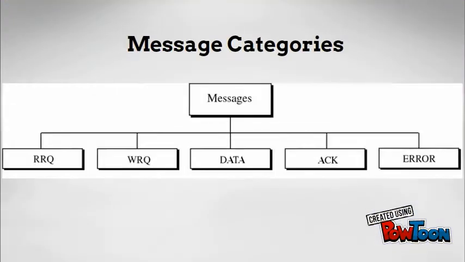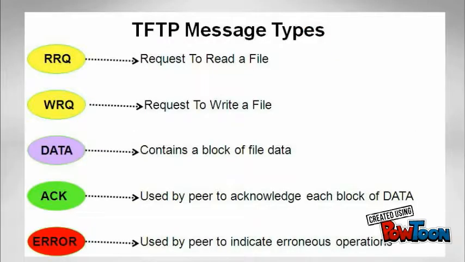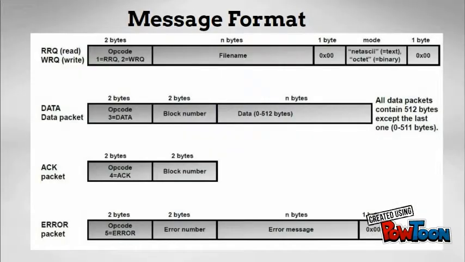There are 5 types of TFTP message categories, such as request to read a file, request to write a file, data, which contains a block of file data, ACK to acknowledge data, and error to indicate an error. The message format of each message type is shown.